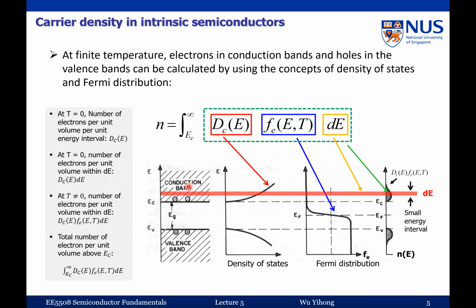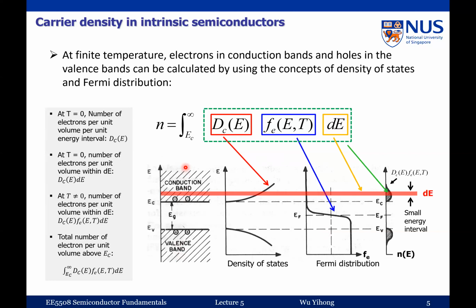All right? So when you look at the basics again, as I just explained, at zero temperature, the number of electrons per unit volume and per unit energy interval in the valence band is given by the density of states. So at zero temperature, the number of electrons you have per unit volume within a small energy interval is shown here. Maybe I should explain this diagram first, and it'll be easier for you to understand.